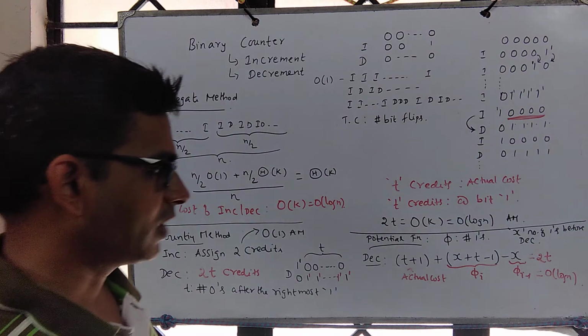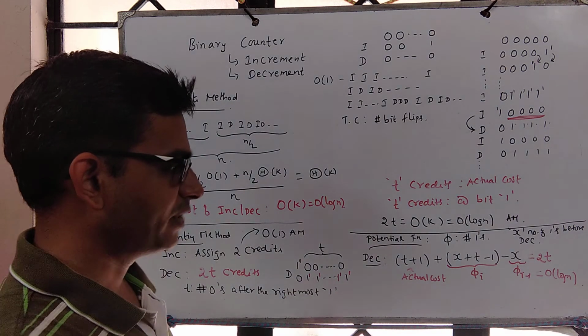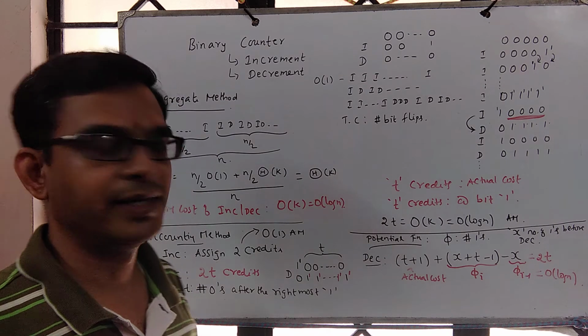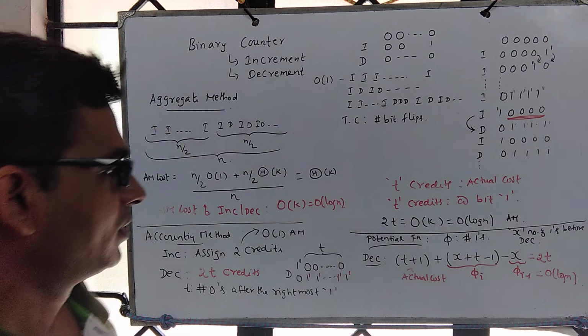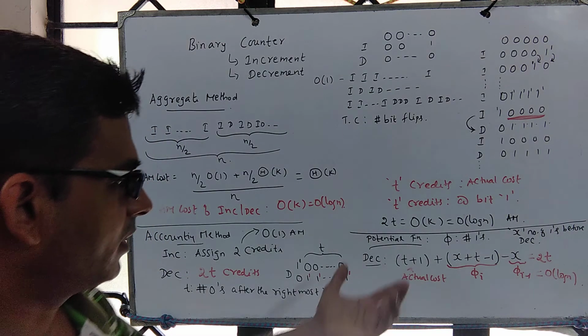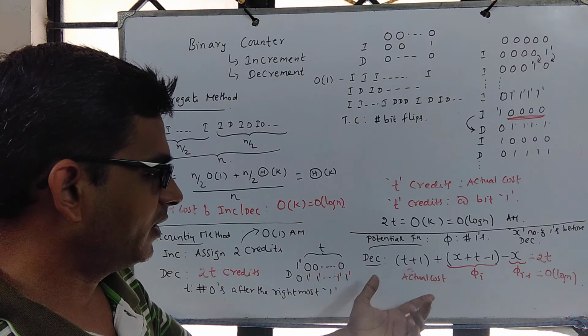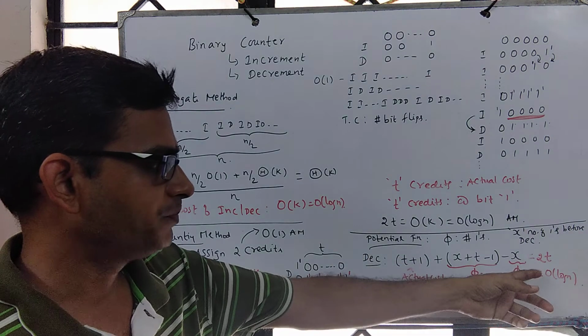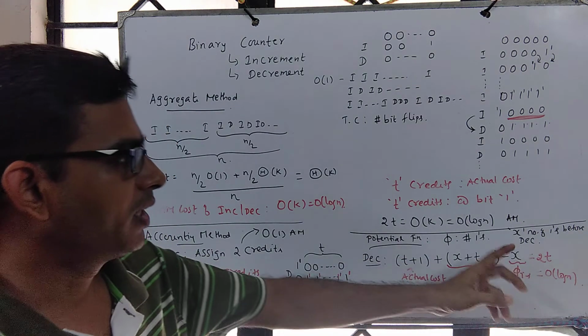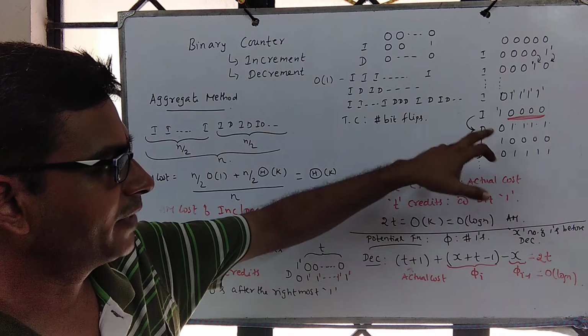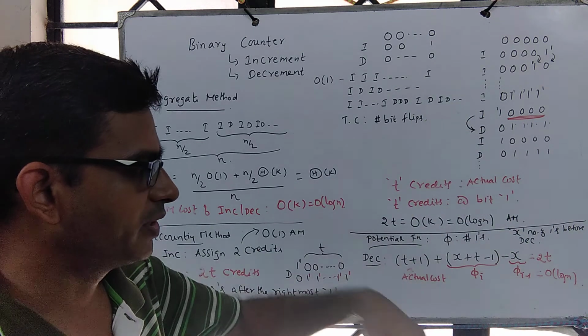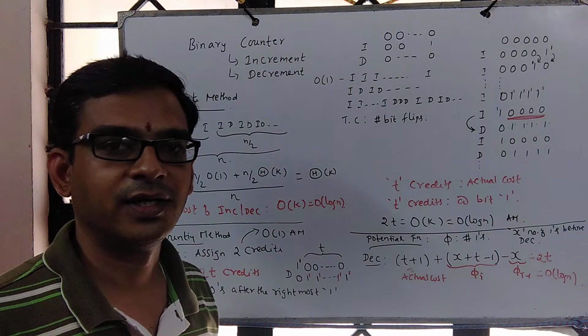This also tells you that the accounting method and the potential function method go hand in hand. So the potential function method gives you 2t, t is a variable, and t can depend on the size of the counter, which is order log n.